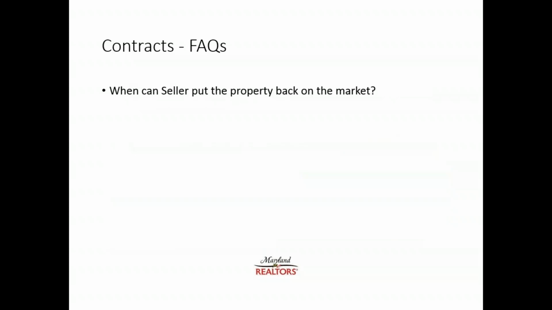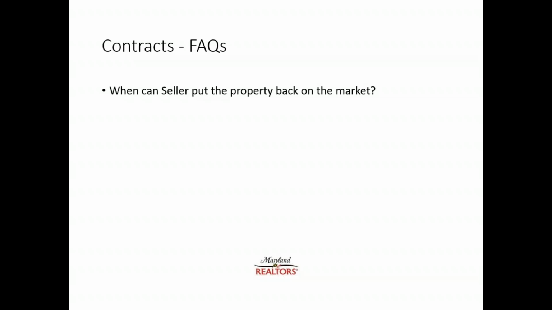When can the seller put the property back on the market? It's kind of a generic question, but I think the key there is the contract being terminated before it gets put back on the market. For example, let's say the buyer failed to show up at settlement, and let's assume that they have breached the contract. The time is of the essence provision on page 1 would kick in. The buyer could elect to terminate the contract.